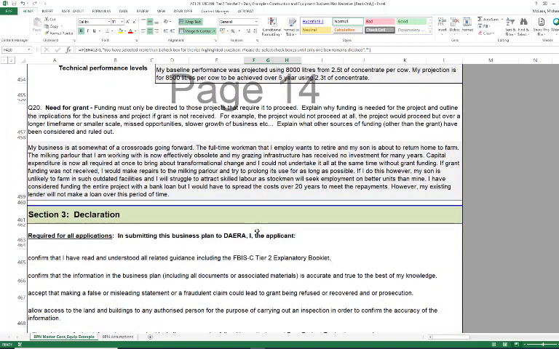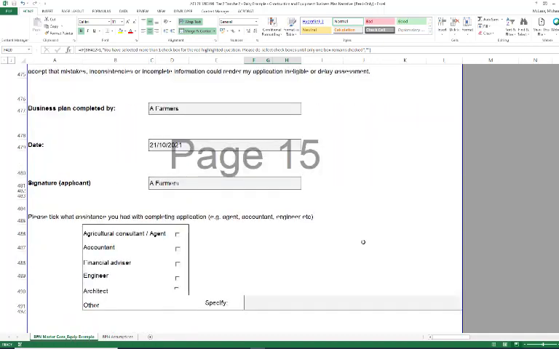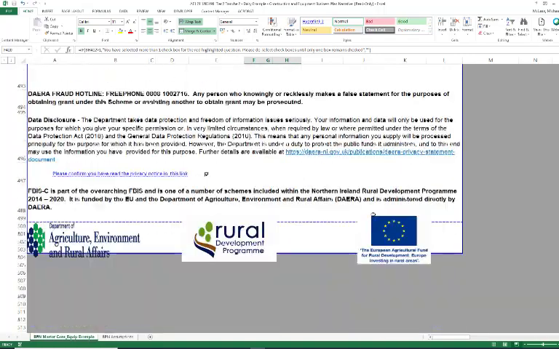That just leaves the section in terms of declaration, where you would have your signed declaration dated on there, and also allocate what assistance you had within the project in completing this form.